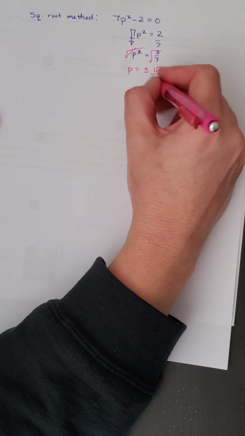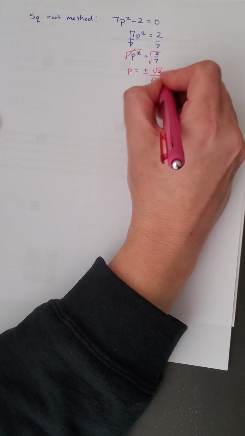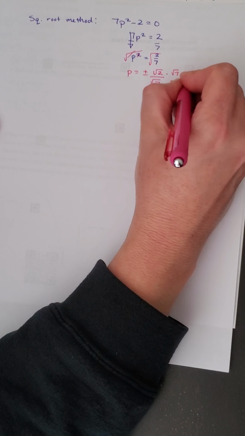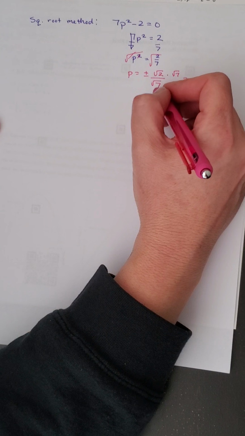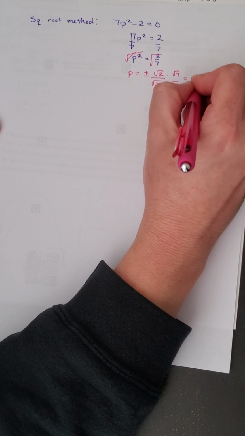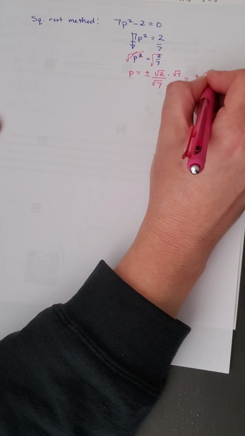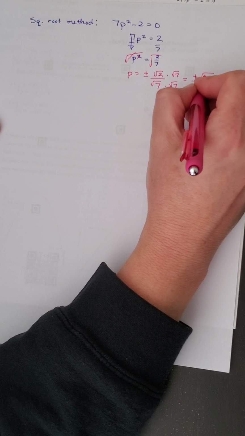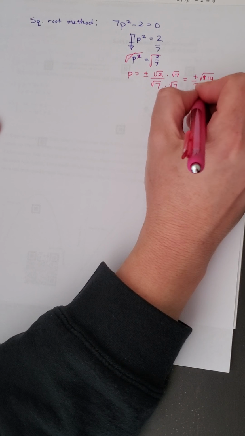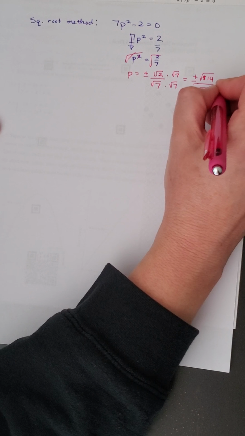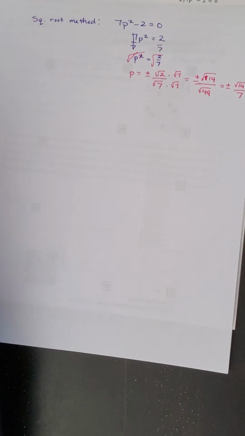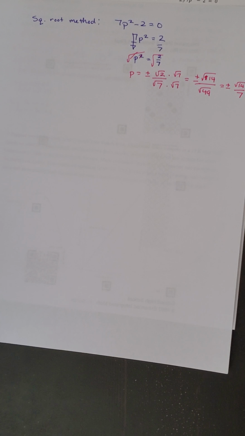And then we do have to rationalize our denominator here. Remember, we're not allowed to have a square root 7 in the denominator, so we'll multiply both the top and bottom by a square root of 7. We get plus or minus square root 14 over the square root of 49, which is 7. So plus or minus square root 14 over 7. And remember, you cannot reduce into a radical from outside a radical.